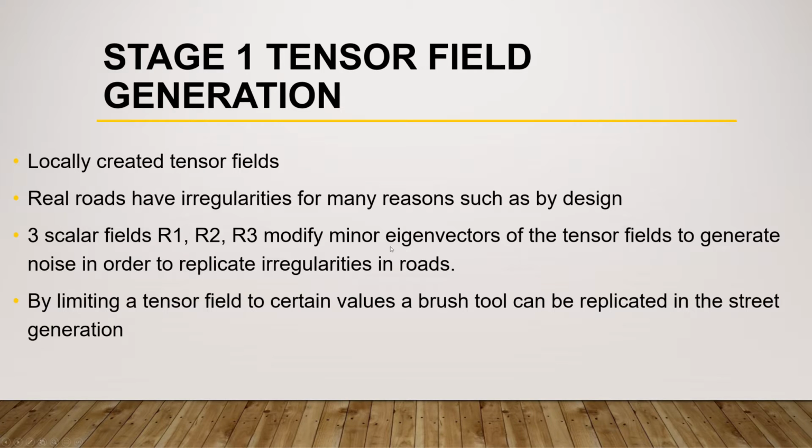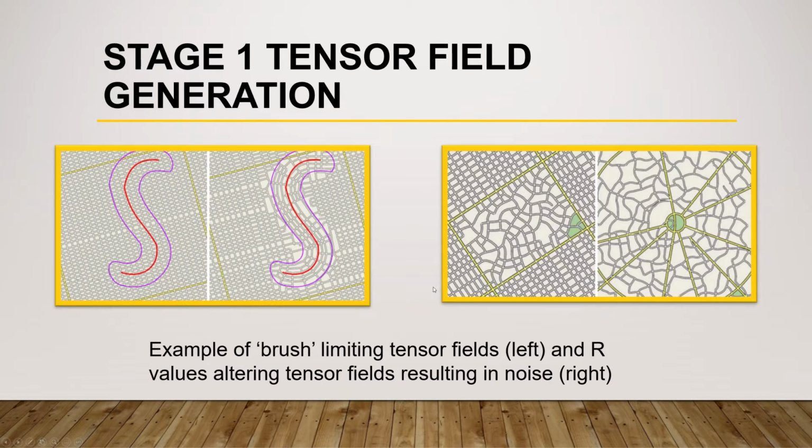Another thing we can do is limit tensor fields in certain boundaries. This mimics a brush tool. And let me just give you an example of that. So we'll go through the irregularities first. In this photo here, we've got a grid and a radial structure that has been generated by the computer. And by modifying the eigenvectors of those major tensors that the users put in, it creates bends. It makes those eigenvectors bend, right? And this sort of replicates the bend in the roads, as you can see here.